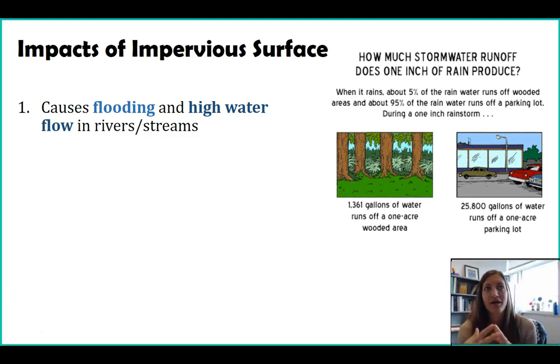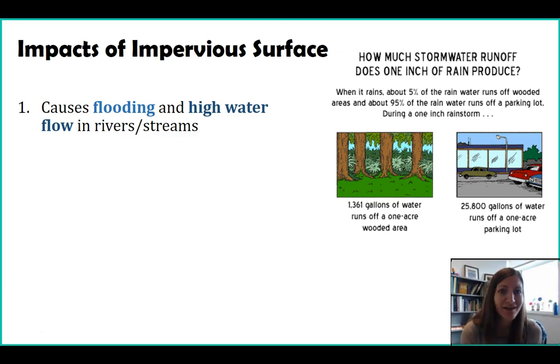So imagine we have an inch of rain that falls in an area, and it falls here in a forested region, a 1 acre forested region. There's still going to be runoff. Soil and plants can absorb only so much water in so much time, and it soaks in a majority of it, but let's say 1,300 gallons still runs off. So still a good amount of water is running off of this natural ecosystem.